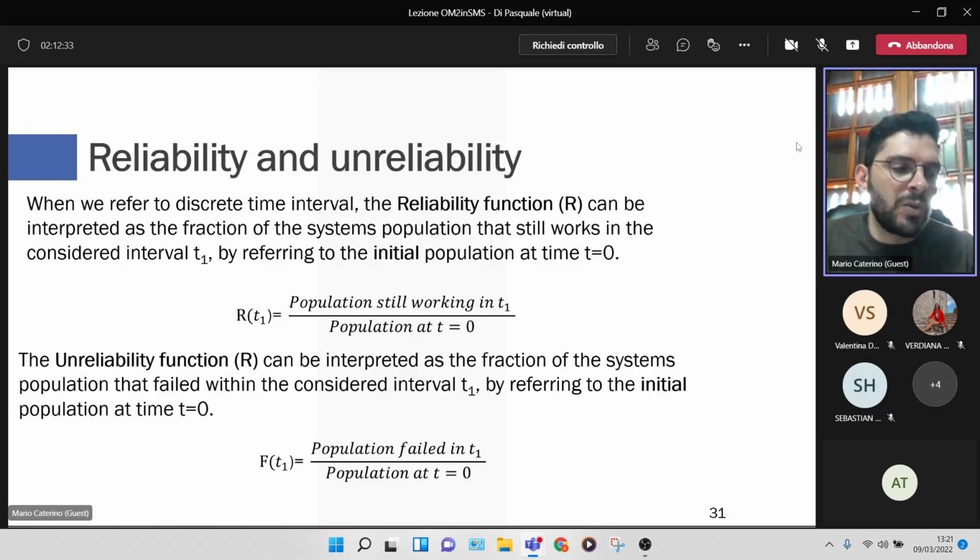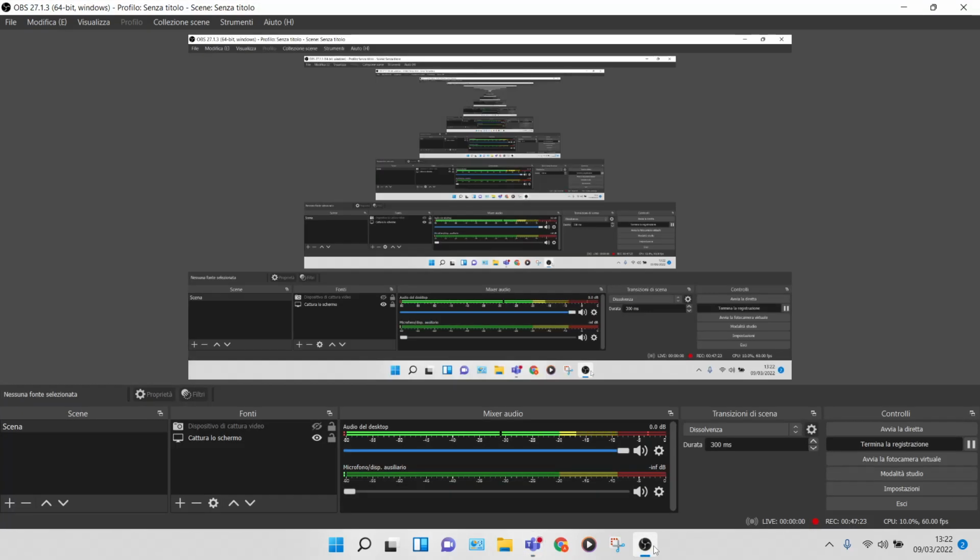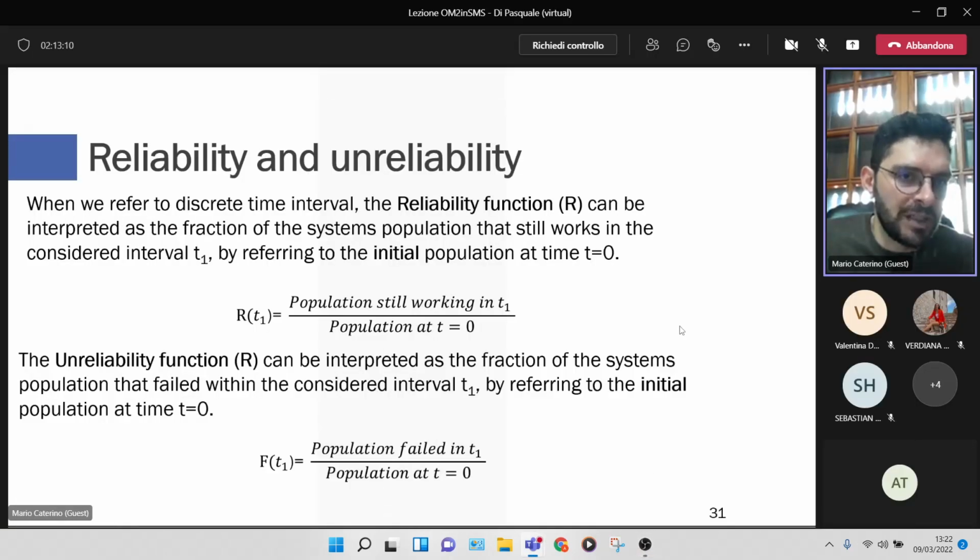So, referring to a specific period, to a specific instant of time, t1, if we want to evaluate the reliability for a population of components, for example, we should simply do the ratio between the population still working at t1 and the original population at time t equal to 0. Obviously, the unreliability is 1 minus the reliability.